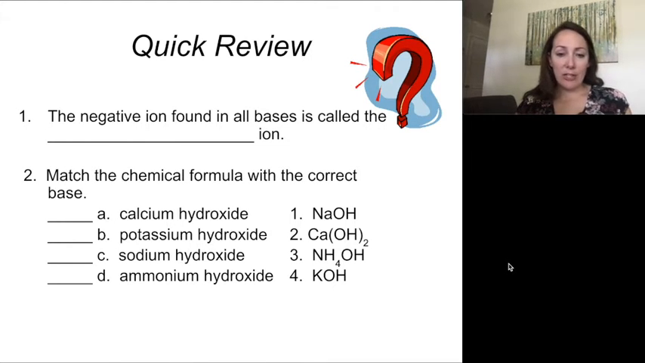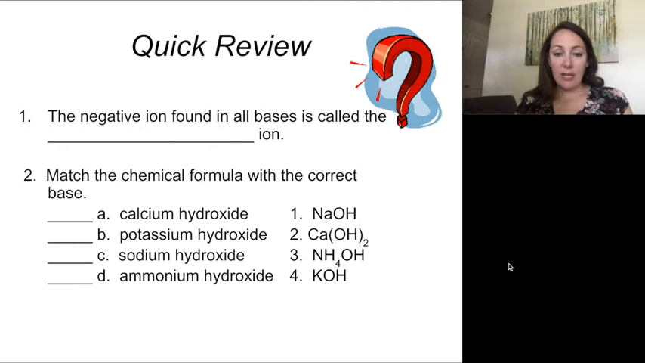So NaOH, number 1, that's sodium hydroxide. We're starting with the sodium. So that, number 1, would be paired with letter C. For number 2, we've got calcium hydroxide, starts with a Ca, so that's calcium. So 2 is paired with A.